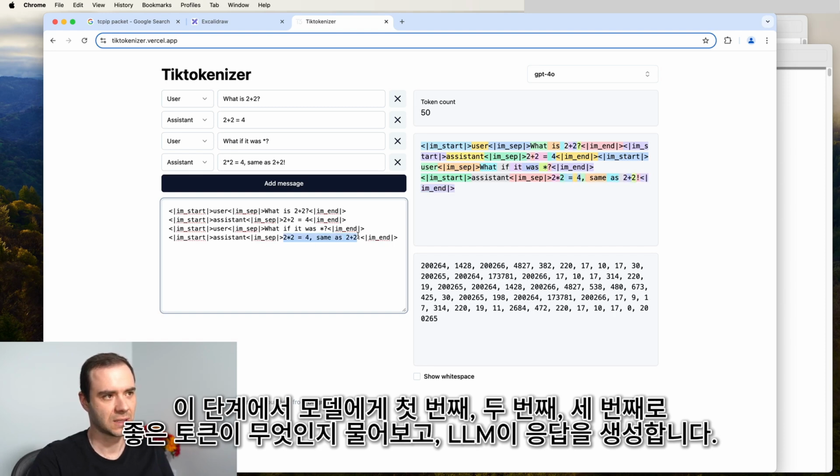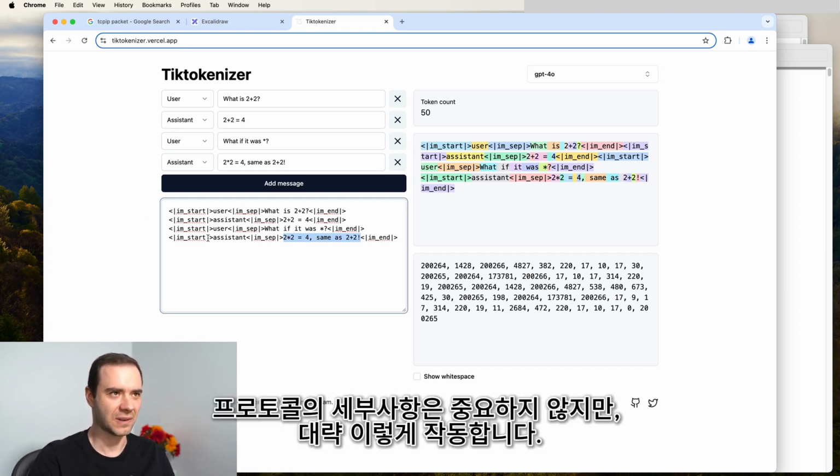Like, for example, a response that looks something like this, but it doesn't have to be identical to this, but it will have the flavor of this if this kind of a conversation was in the dataset. So that's roughly how the protocol works, although the details of this protocol are not important.